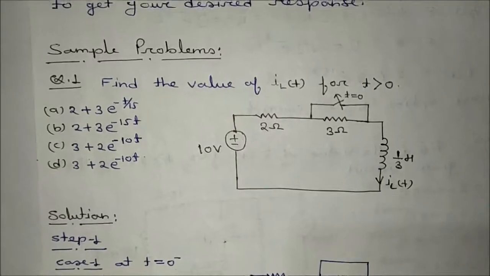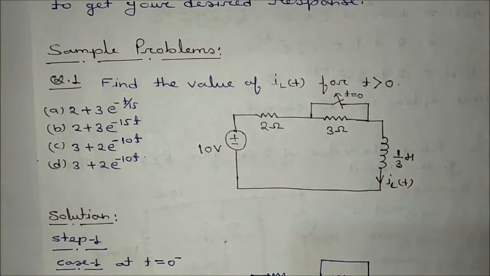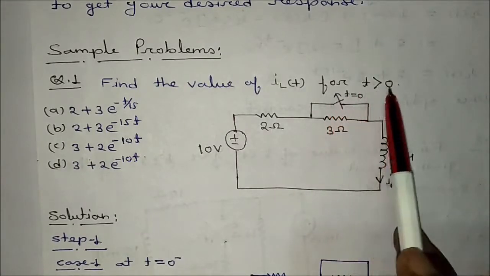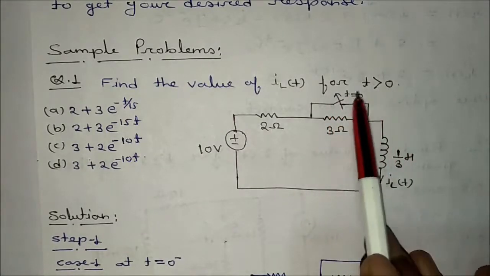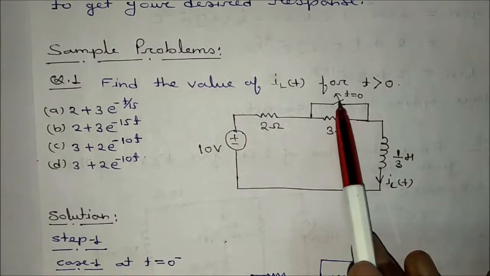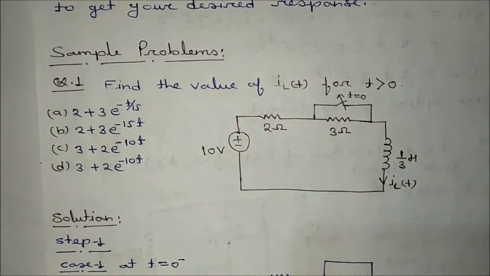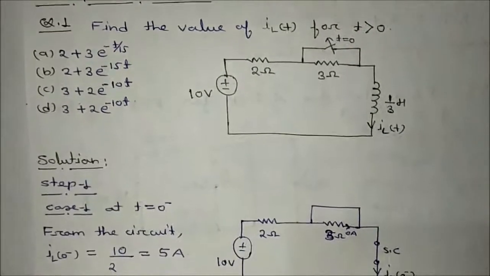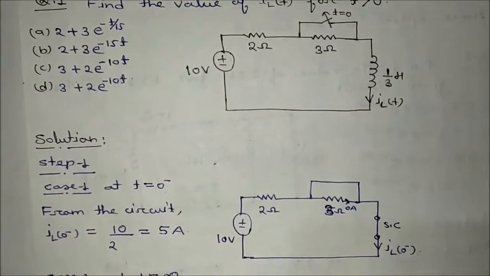At t is equal to 0 minus, what will happen? The inductor will behave like a short circuit. And what is the switching action? The switch is getting open after t is equal to 0. That means at t is equal to 0 minus, this switch is closed. So the switch is closed, the inductor is short circuited, and we will find the value of iL(0 minus) from this circuit.